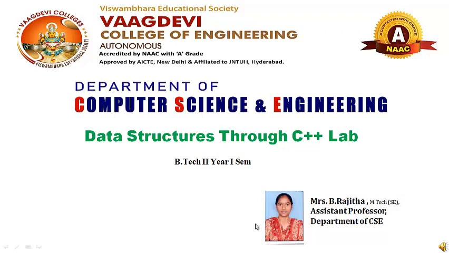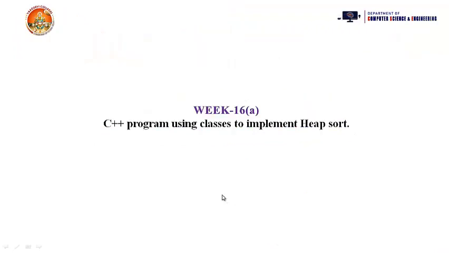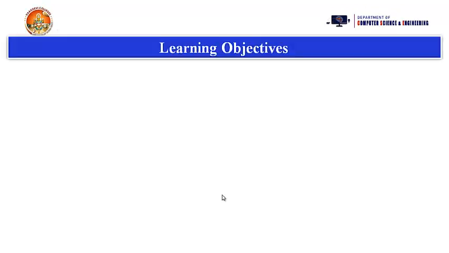In this session, we are going to learn about data structures through C++ lab programs. Week 16 program: write a C++ program using classes to implement heap sort. In order to implement this program, we need to learn some concepts, tree and heap sort. In the previous session, we learned what a tree is and what the types of trees are. Now in this session, we are going to learn how to implement the heap sort technique using a heap tree.